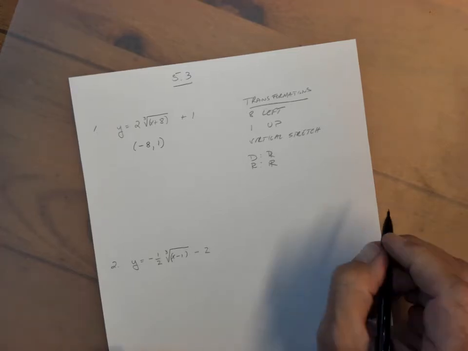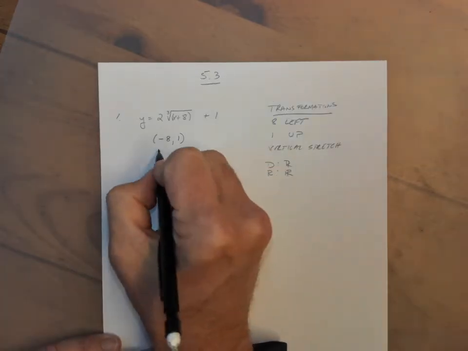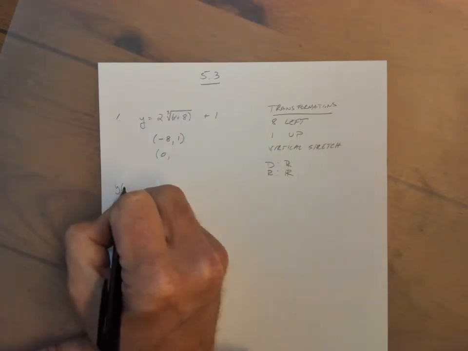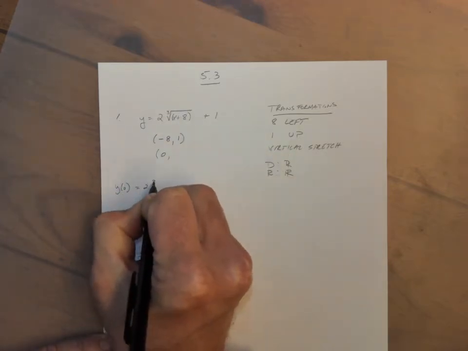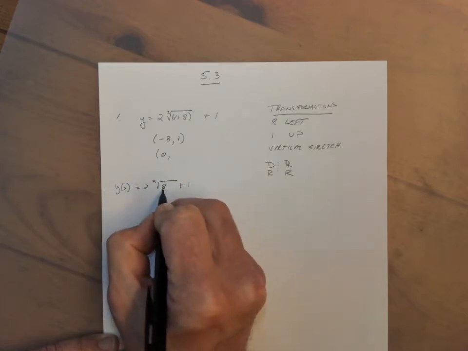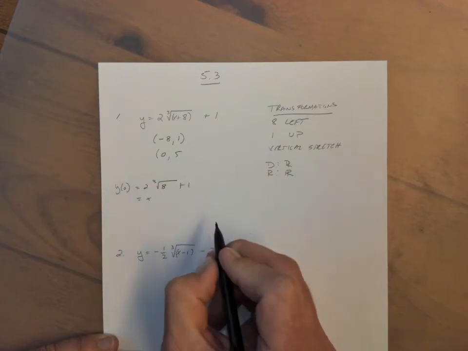And then if I can find x and y intercepts, if they're going to be integers, I think those are good points to find. So if I substitute 0 in for x, right, I'm going to get the cube root of 8 plus 1. Well, the cube root of 8 is 2, times 2 is 4, so that's 0, 5.